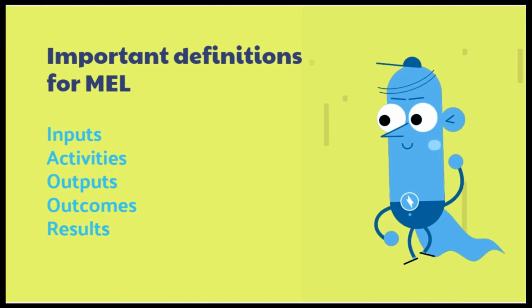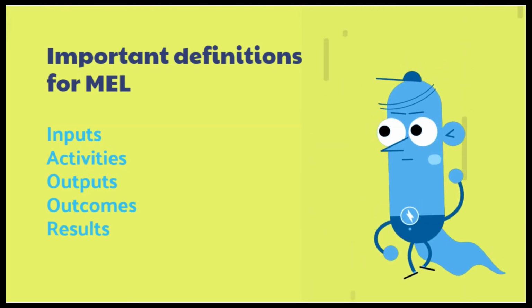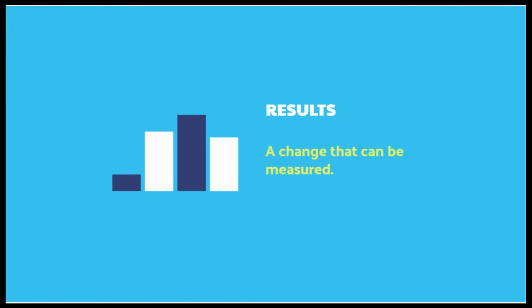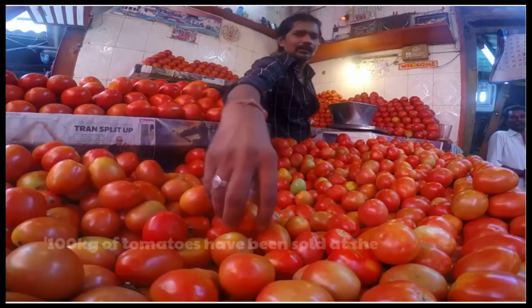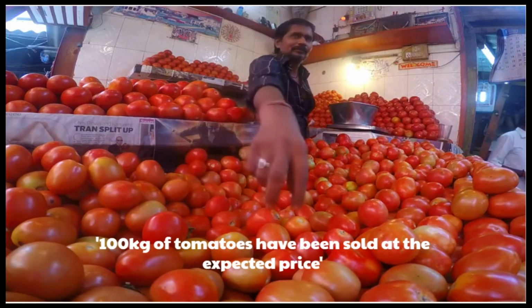Before we move on to the M.E.L framework, let's look at other key definitions that are important for understanding our work in M.E.L. Let's start with results. A result is a change that can be measured. Let's say the result we want to achieve is 100 kilograms of tomatoes have been sold at the expected price.